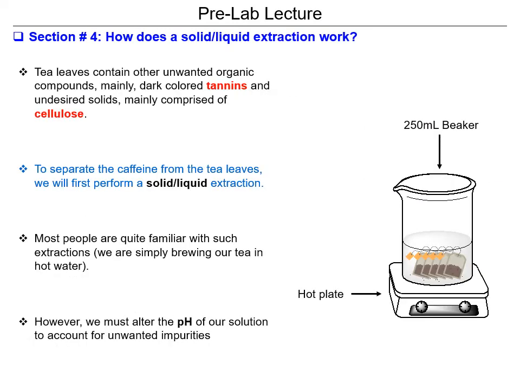Let's look at how a solid-liquid extraction works. Tea leaves contain other unwanted organic compounds, mainly dark-colored tannins, and undesired solids, mainly comprised of cellulose. Thus, to separate the caffeine from the tea leaves, we will first perform a solid-liquid extraction. Most people are quite familiar with such extractions, since we are simply brewing our tea in hot water. However, for this experiment, we must alter the pH of our solution to account for unwanted impurities.